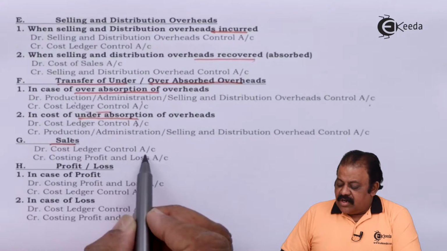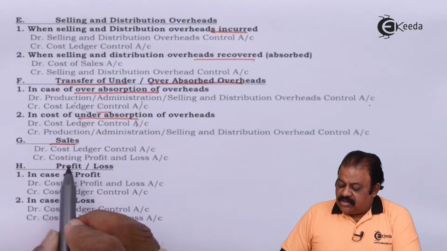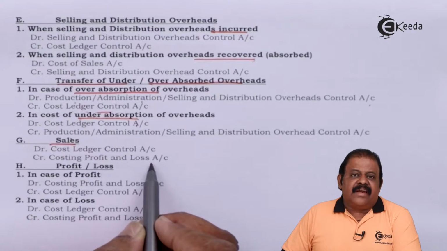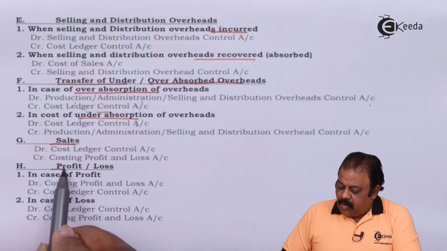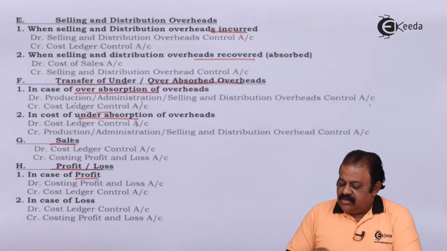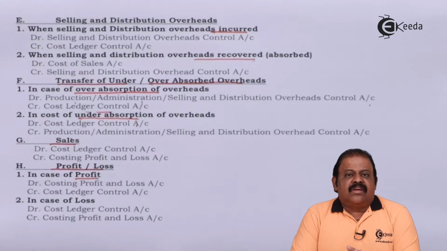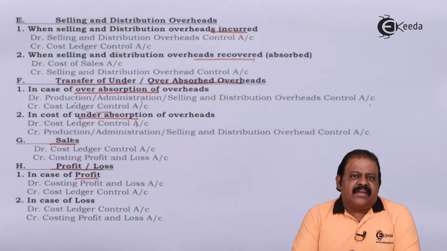Sales: cost ledger control account will be debited. Costing profit and loss account will be credited. Profit or loss: in case of profit, costing profit and loss account is debited, cost ledger control account credited. In case of loss, cost ledger account will be debited and costing profit and loss account will be credited.